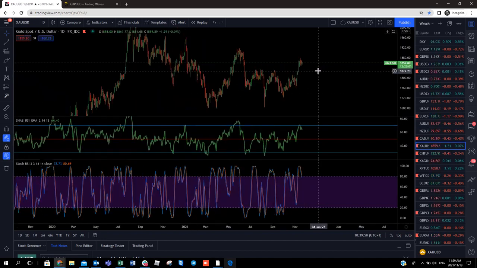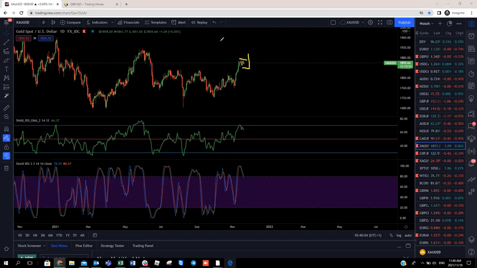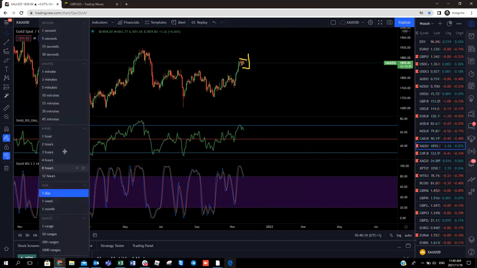Gold has been consolidating at current levels for some time. We're expecting this to break out of this and continue to the upside. As it is, the RSI is well above 50, although this is at the top. That doesn't matter now. Let's have a look at the 4-hour chart here.